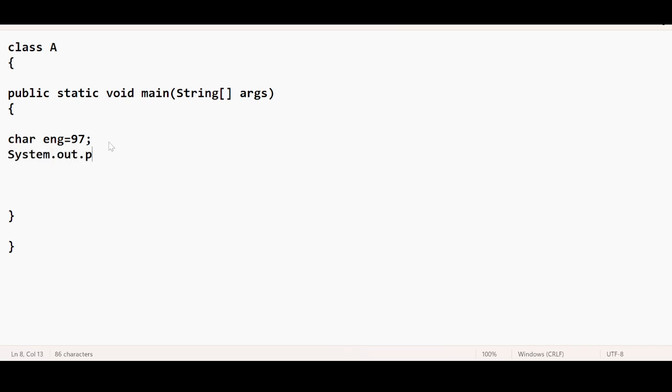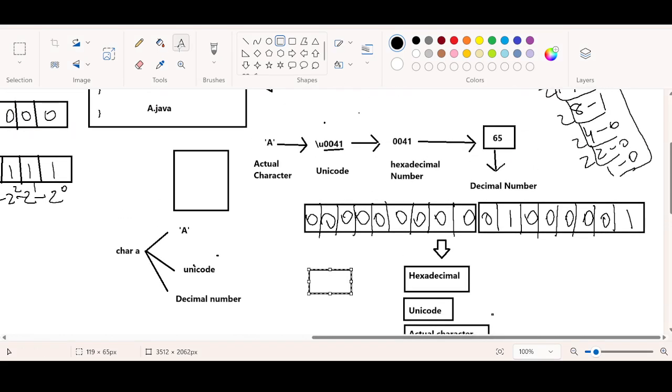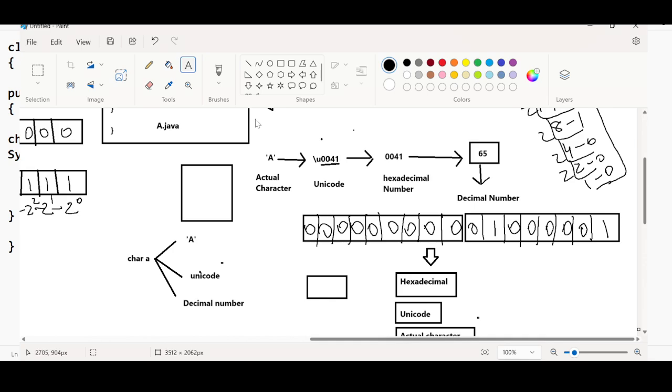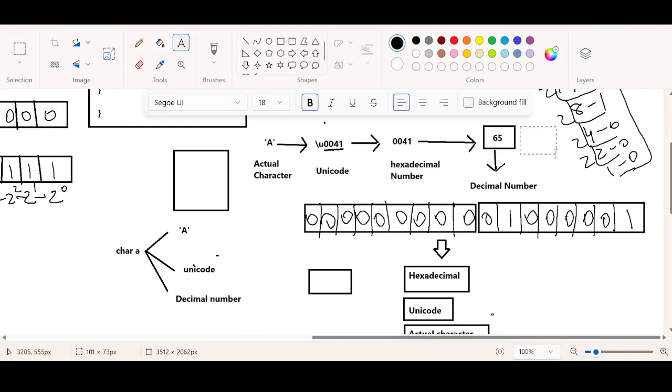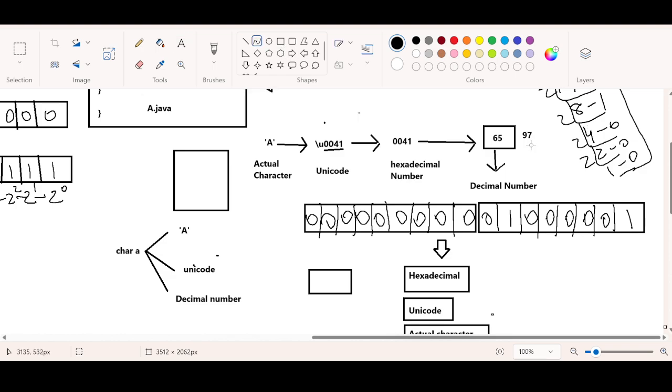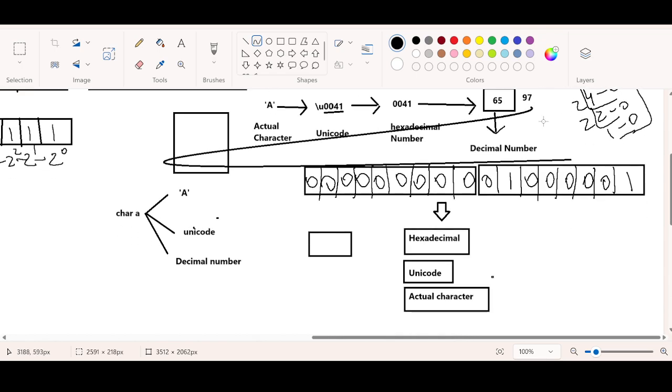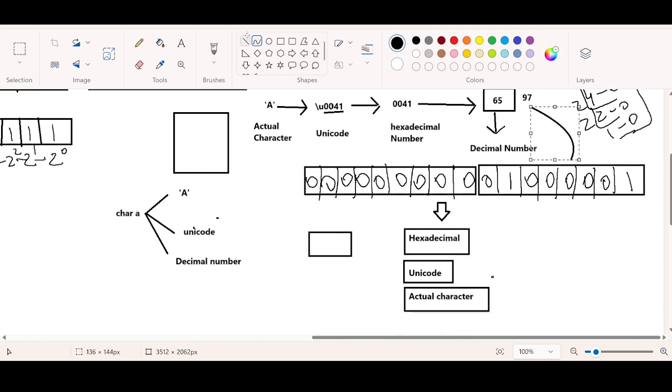What would you say? Directly, you are assigning a number to the character. Yes, it is completely invalid. What was our conclusion? If a number is getting assigned to the character data type, go back to the conversion logic and see here. You are assigning a decimal number. In this case, the decimal number is 97. This 97 will get converted to the equivalent binary number for the storage purpose. After this conversion, this 97 will get converted to the hexadecimal number.